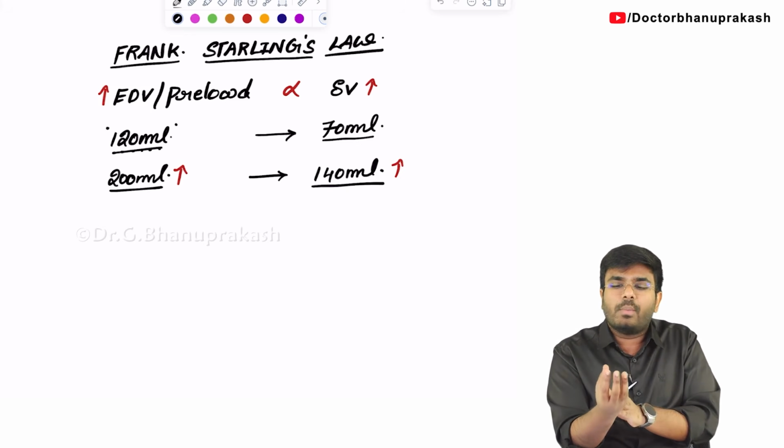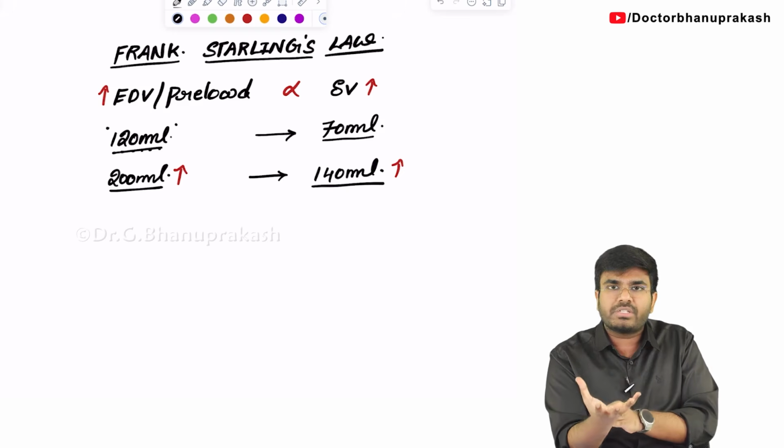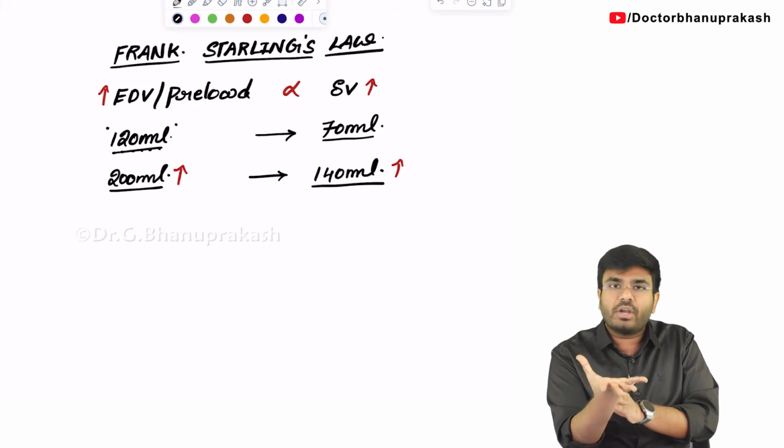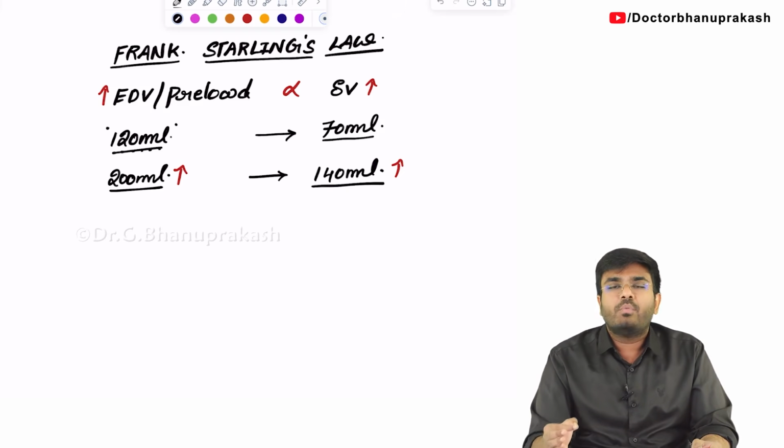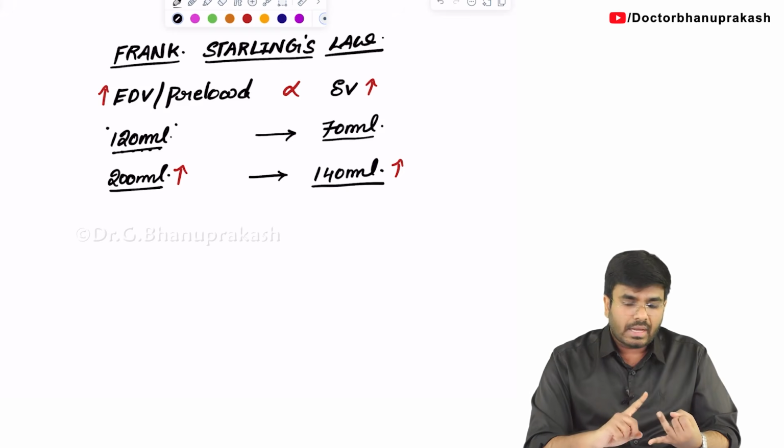In the same way, the more you stretch the ventricular myocytes, the more tension is developed. With more tension, they will contract more. This is called Frank-Starling's law. With this, we have completed the integration of ECG, cardiac cycle, and heart sounds.